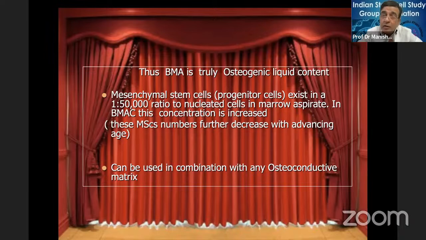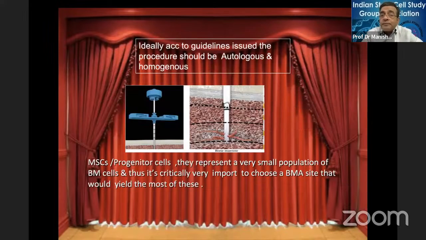The most important thing to remember is that if we are planning for any osteogenic activity, taking out a bone marrow aspirate and then concentrating it for an older person, we are definitely going to deal with fewer MSCs, because they decrease with age as compared to the younger generation. And definitely these concentrates, or these aspirates also, can be combined with all types of osteoconductive matrix, which we are discussing this afternoon.